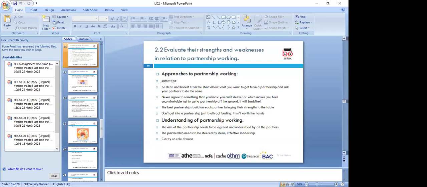Understanding partnership working. The aim of partnership working needs to be agreed and understood by all the partners. The partnership needs to be steered by clear, effective leadership and clarity on roles. So it's important that to achieve that, you have other parties on board. You can appoint a chairman, or board chairman, executives that would be party to the, what do you call it? Very important. Very, very, very important.